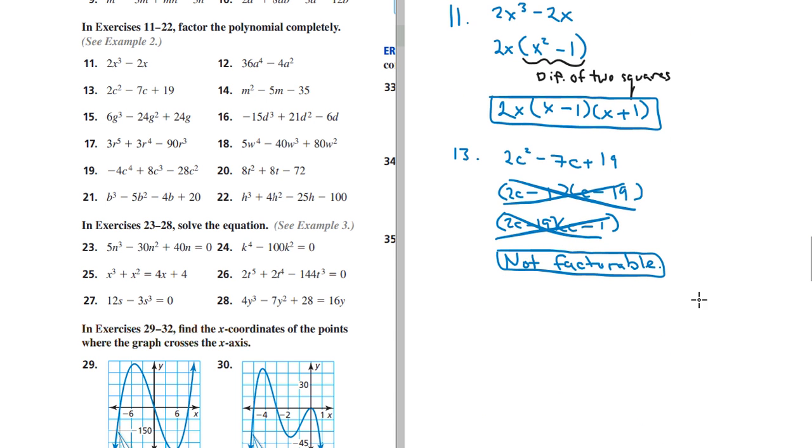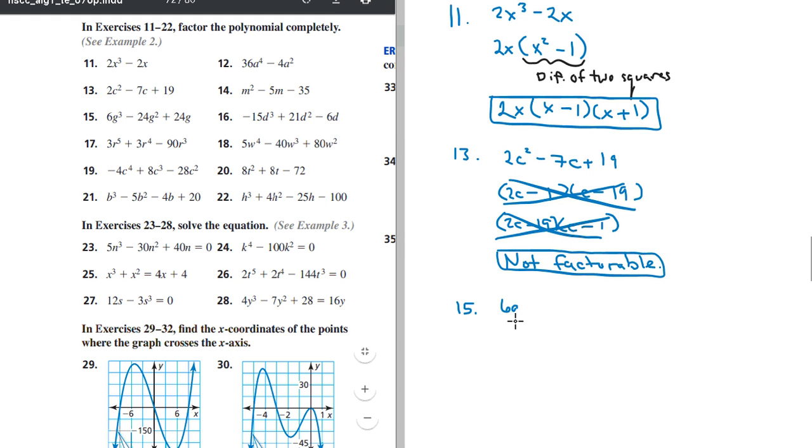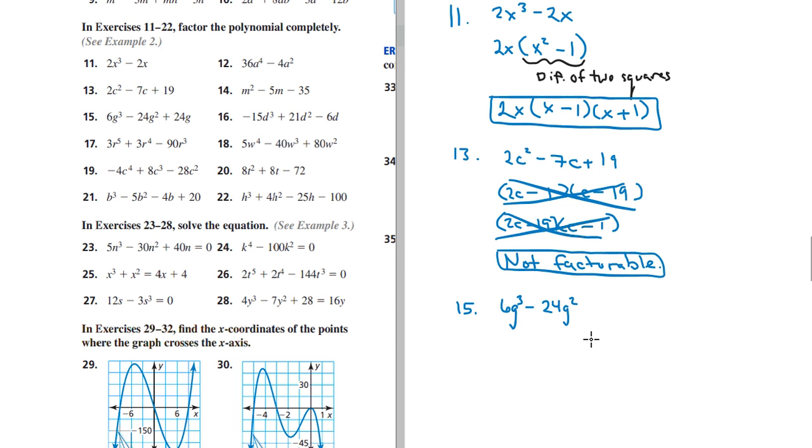Yep, so number 15. On number 15, it is 6g cubed minus 24g squared plus 24g. So we have a greatest common factor in this one. So they all have g, they're all even coefficients. So there's definitely a greatest common factor.